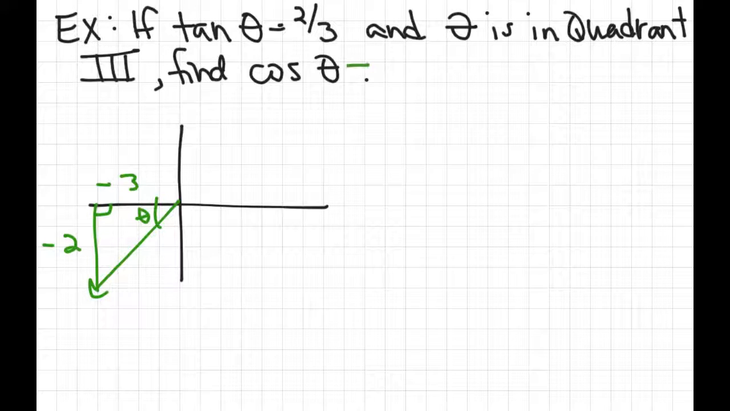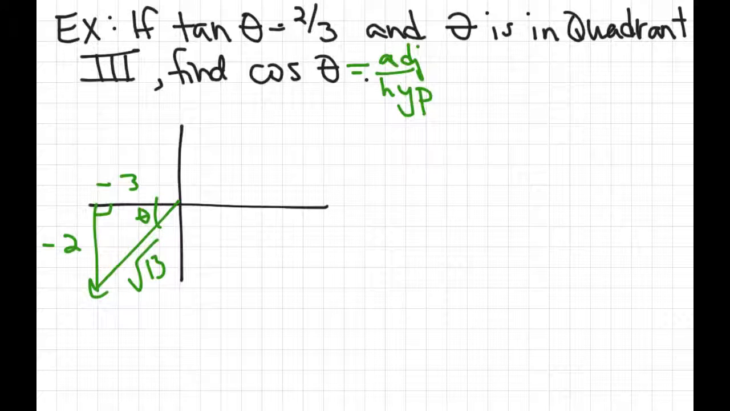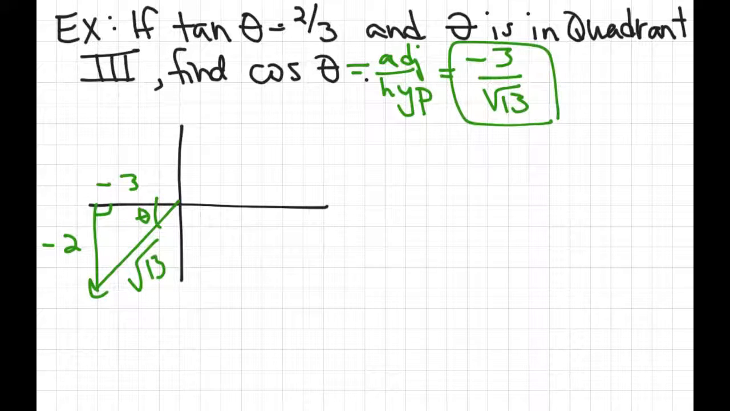In order to find the cosine, which is adjacent over hypotenuse, I'm going to have to find the hypotenuse. Well, using the Pythagorean theorem, negative 3 squared is 9, negative 2 squared is 4, 4 plus 9 is 13, square root of 13 is my hypotenuse. So the answer must be negative 3 over the square root of 13. If you want to rationalize it, you can tell me it's negative 3 square root of 13 over 13, but you don't have to.